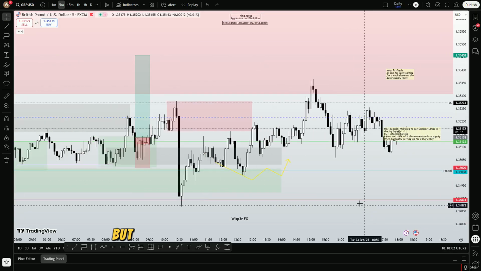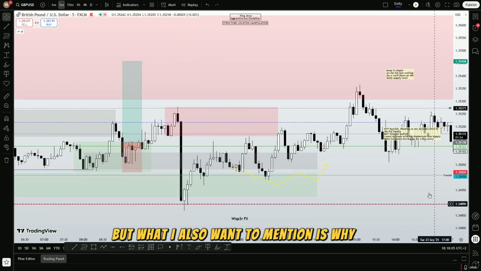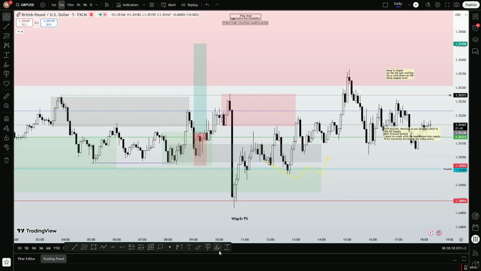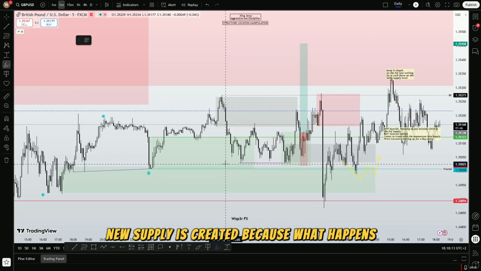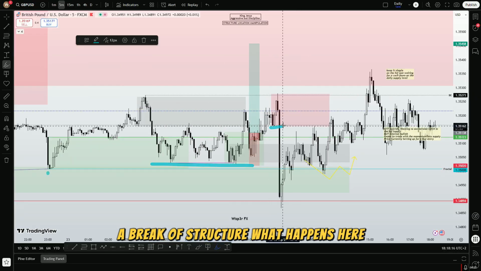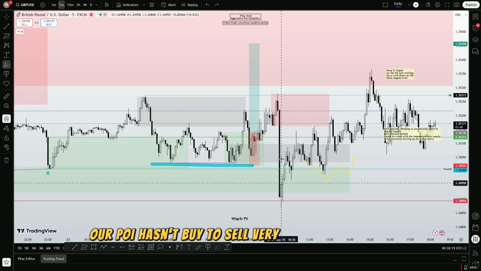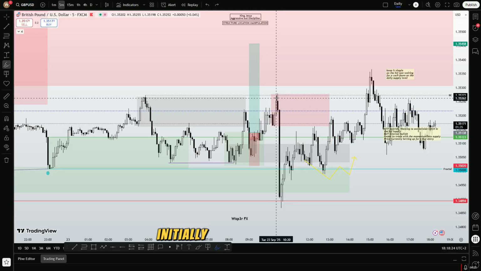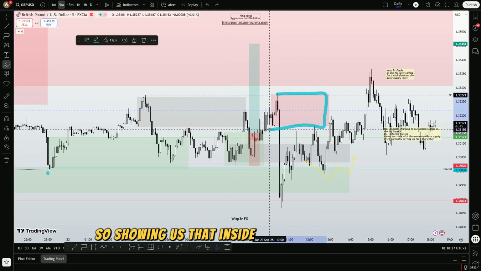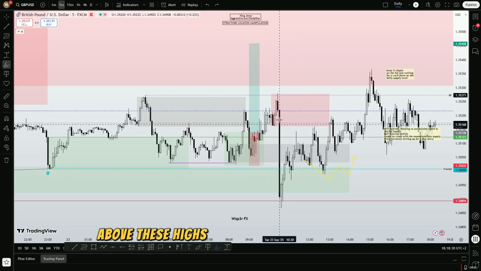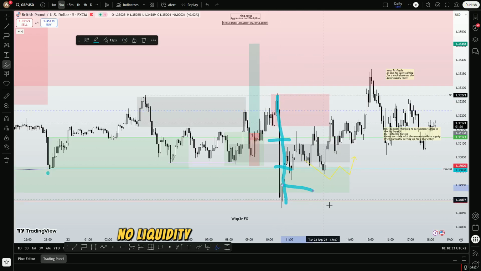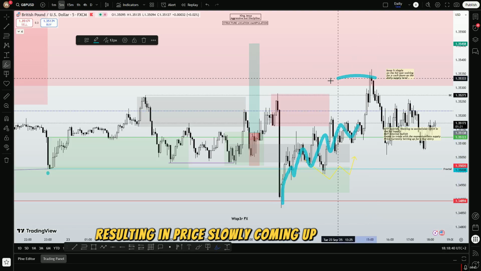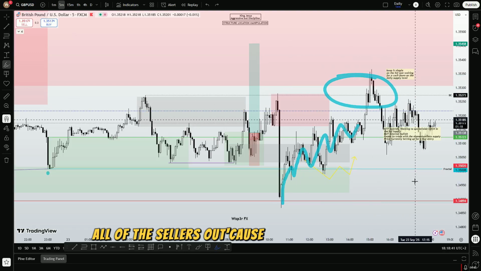But that's news. What I also want to mention is why in the New York session new supply is created, because what happens? A break of structure. What happens here? Our POI as a buy to sell, very clean POI, but initially we take a liquidity, showing us that inside this area is liquidity above these highs, but in the actual move down, no liquidity. This is just one single move, resulting in price slowly coming up and taking all of the sellers out.